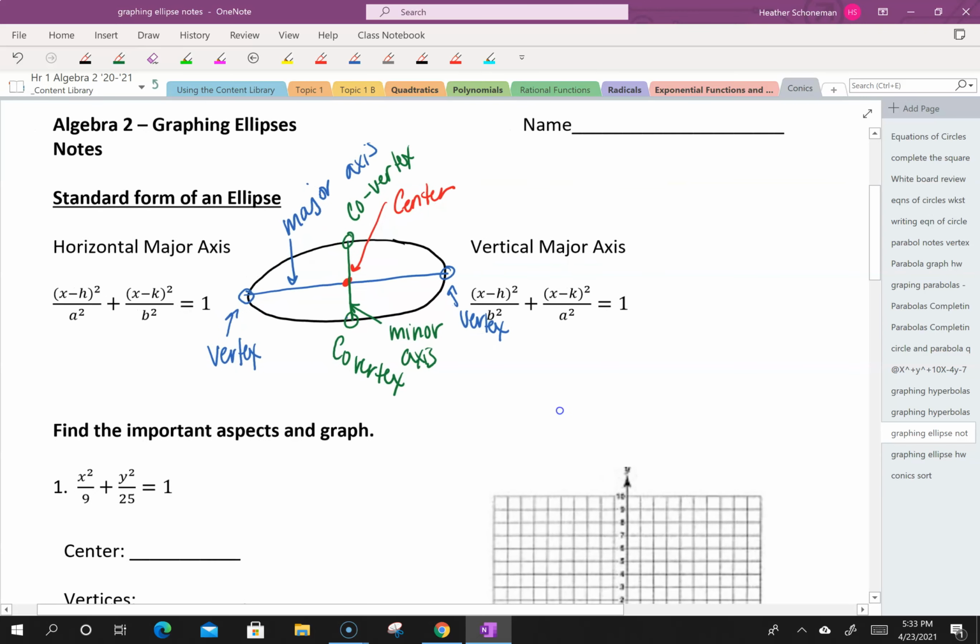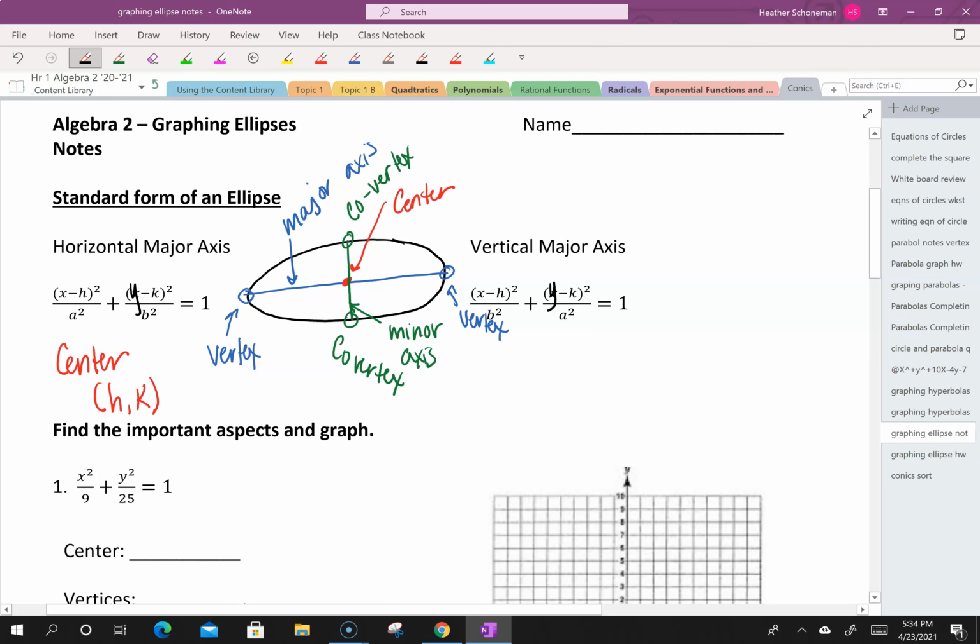So in these equations, very similar to many others that we've had before, the center can be found by looking for the point (h, k). So whatever is added or subtracted to x and y. Oh, this is a typo. It should be y. Okay.